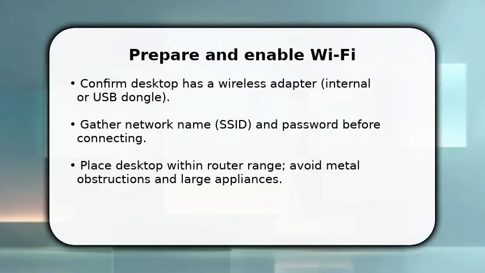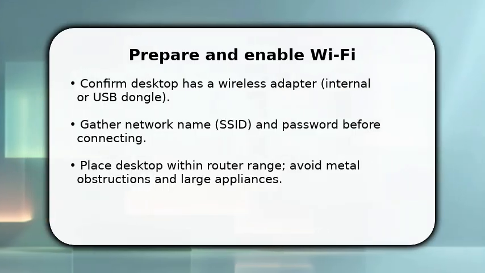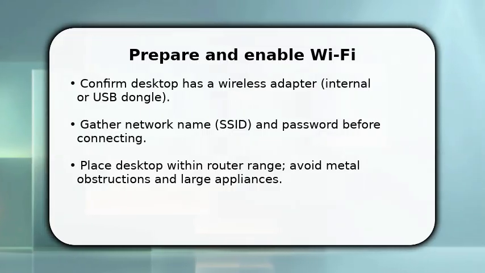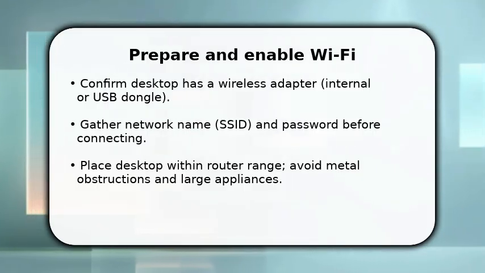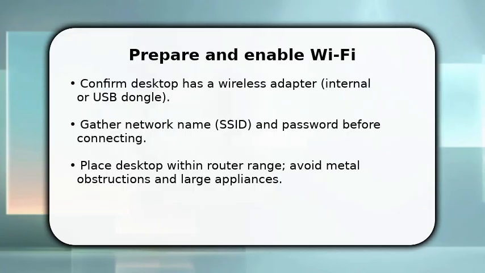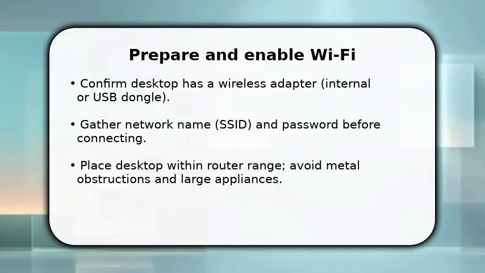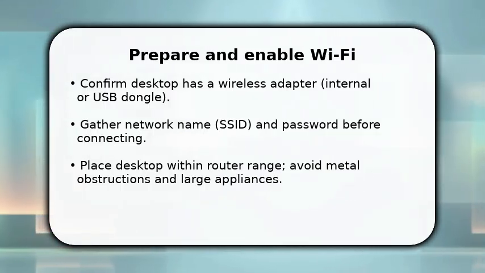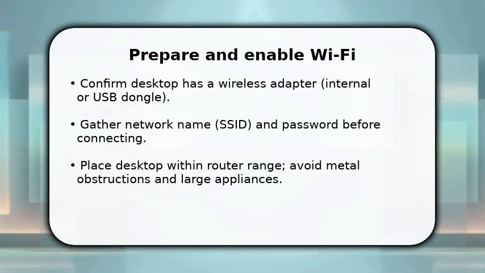You start by confirming the hardware and location. If your desktop lacks built-in Wi-Fi, plug in a compatible USB adapter and install its driver. Windows or Mac OS often detects it automatically. Once the adapter is recognized, enable the wireless radio in System Settings or the adapter utility. Make sure to have the SSID and network password ready so you can authenticate immediately, and move the desktop closer to the router if the signal is weak to reduce dropouts.